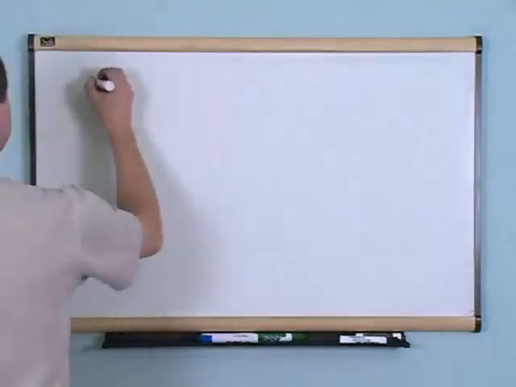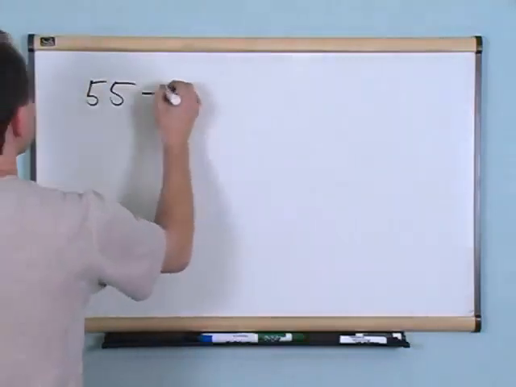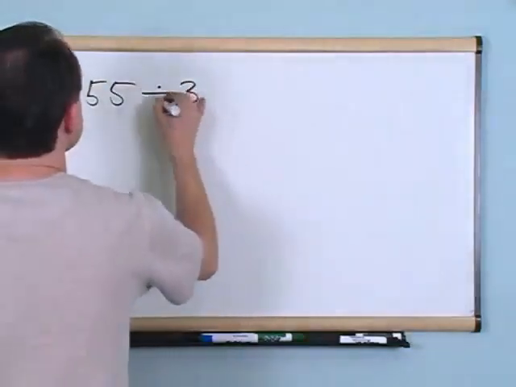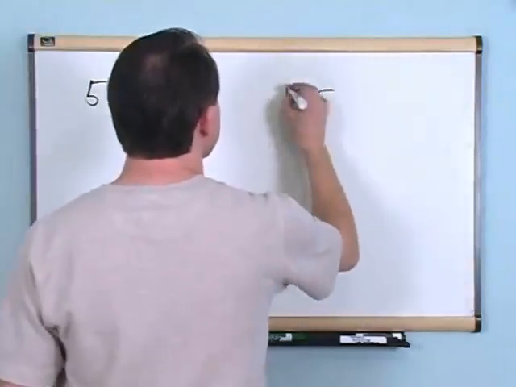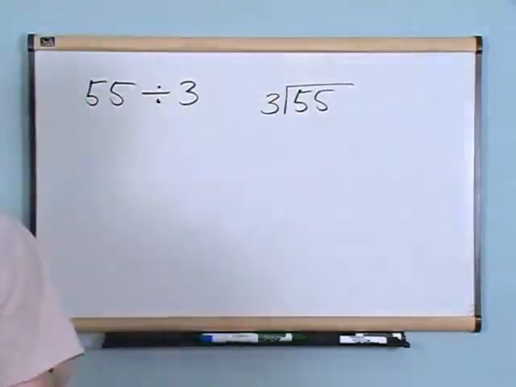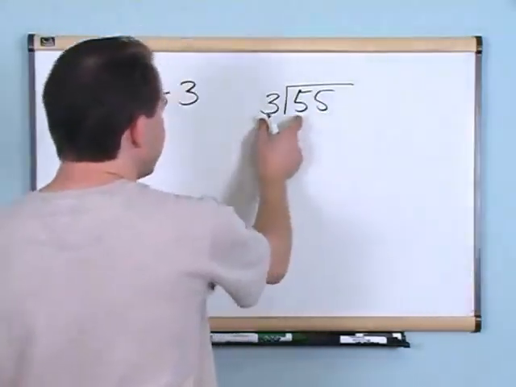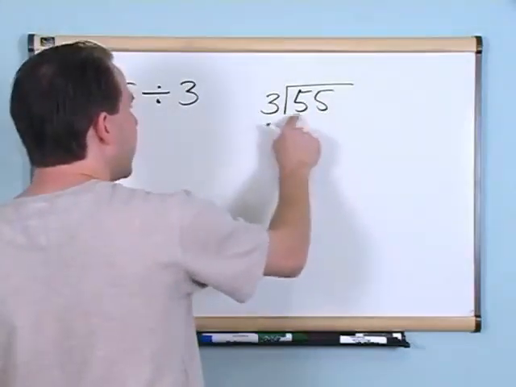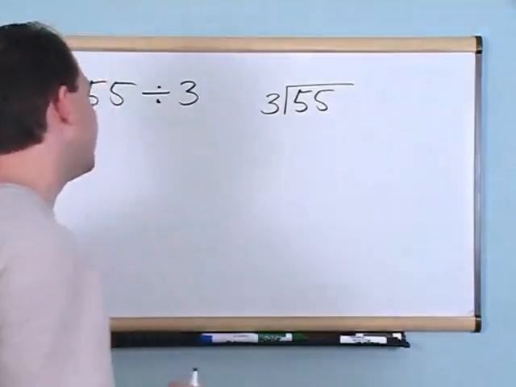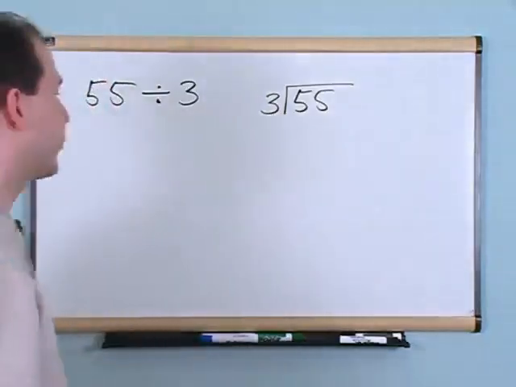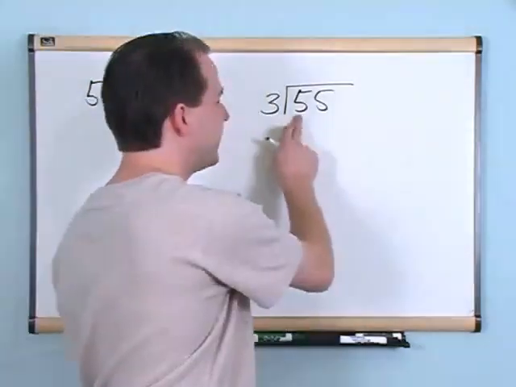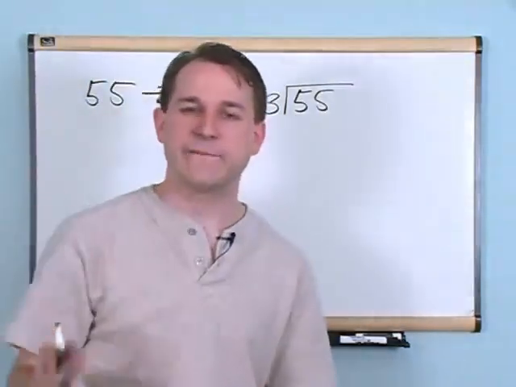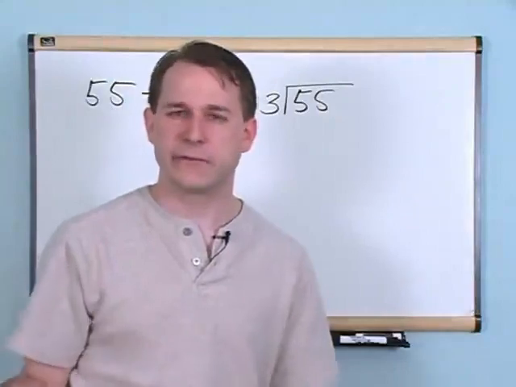What if you had 55 divided by 3? So you have 55, and you're going to divide by 3. Same thing as before. First thing you're going to do is see, can you divide by this first number? Well, 3 times 1 gives you 3. 3 times 2 gives you 6, but that's too much, because I'm just looking at the 5. 6 is too big. It's bigger than 5.